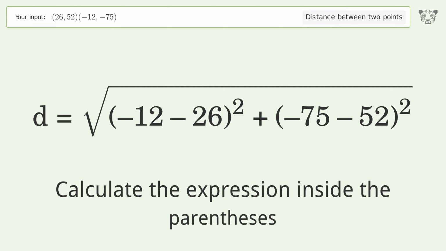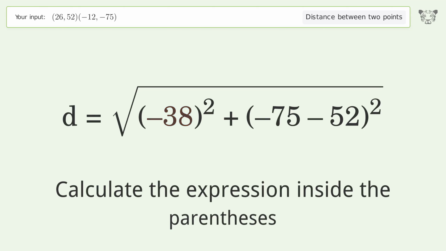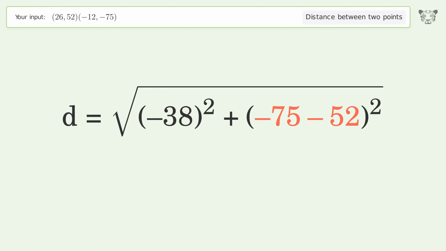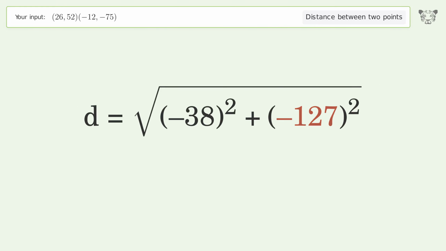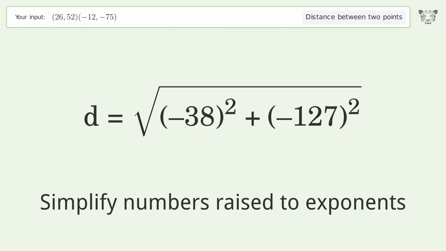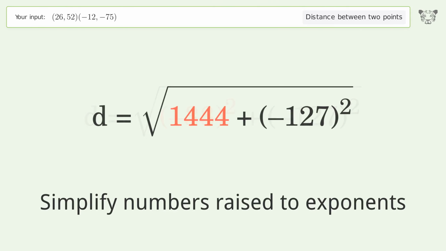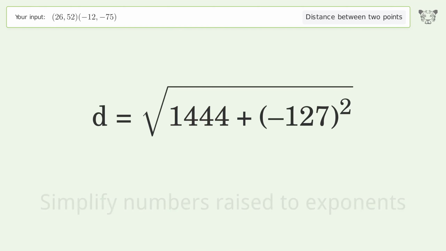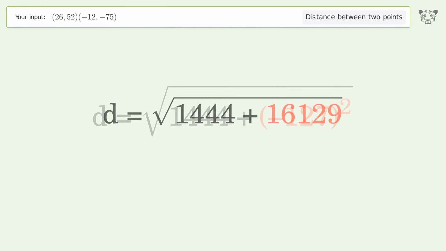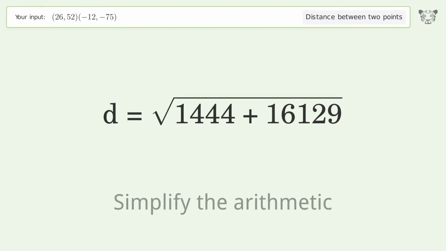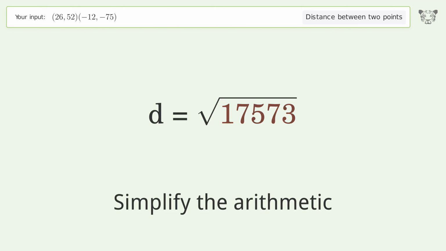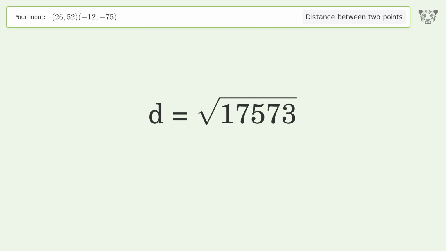Calculate the expression inside the parentheses. Simplify numbers raised to exponents. Simplify the arithmetic. And so the distance between the 2 points is the square root of 17,573 or 132.563.